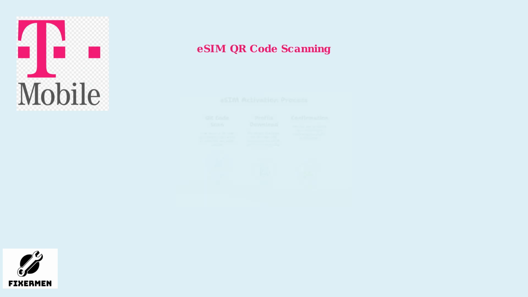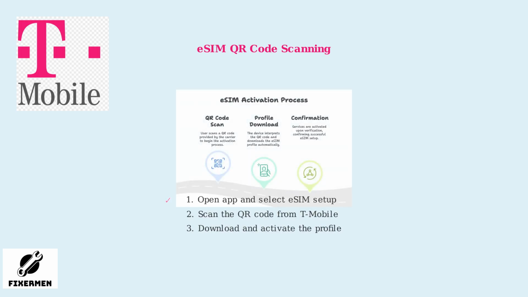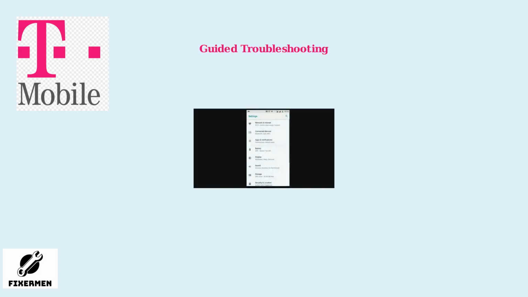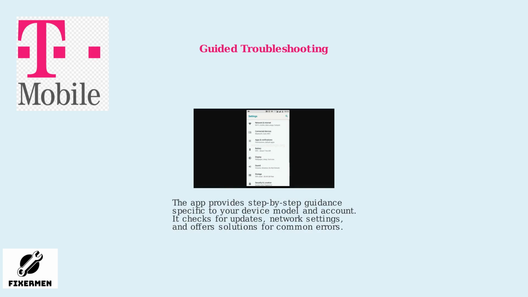For eSIM users, the app simplifies activation by allowing you to scan a QR code provided by T-Mobile. This downloads the eSIM profile and activates services automatically, making setup seamless. Beyond provisioning, the app offers guided troubleshooting tailored to your specific device and account. It can check for software updates, adjust network settings, and provide targeted fixes for provisioning issues.